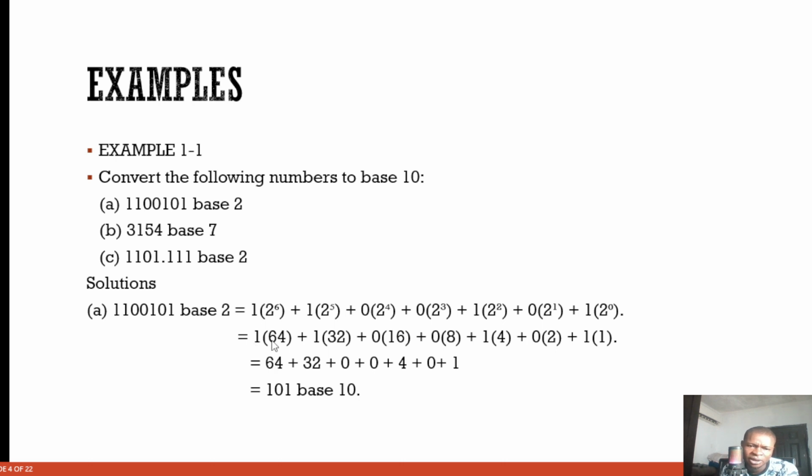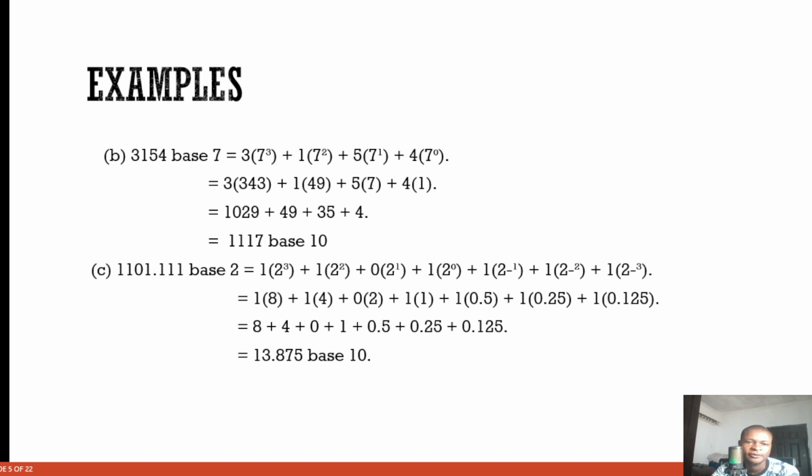So here we'll have 1 times 64, which is 64. We have 1 times 32, which is 32. We have this result as well. When you add everything together, you are going to have 101 base 10. So obviously we call it 101 base 10. We also have it for this one, 3154 base 7. We follow the same approach to solve your question like this as well. If you follow the same approach, you have this.